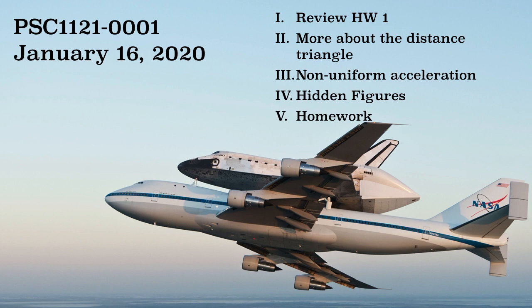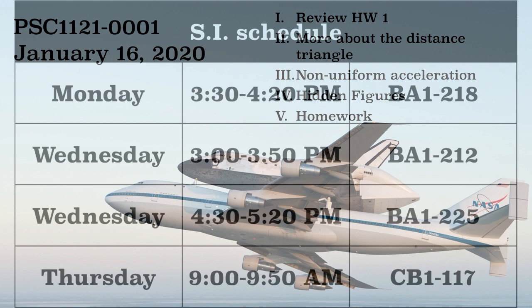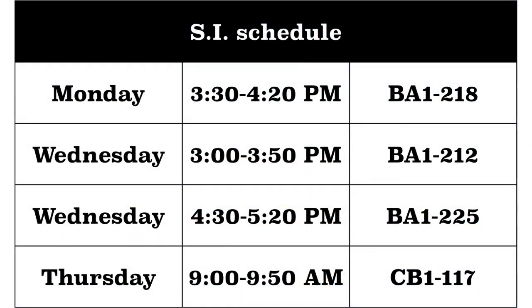We're going to review homework one, the calculations in there, just for extra safety. And then we're going to talk about distance polygons some more. And at the end of class, hopefully, we'll have a chance to talk about one of my favorite movies, Hidden Figures, which is about the stuff that we're talking about in actuality. And we'll have some homework over the weekend. But before we get to that, let me just remind you of a couple things.